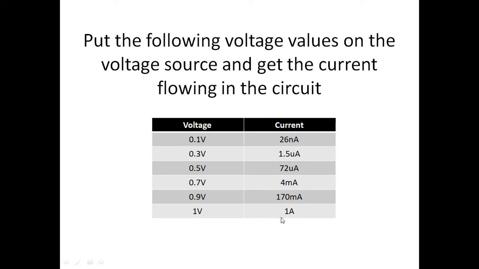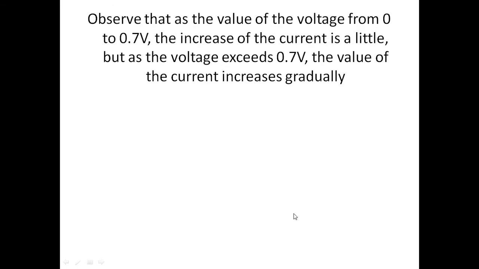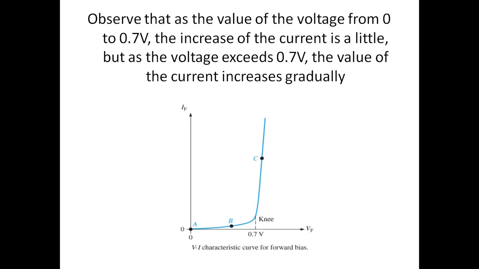So, ano yung nakikita nating behavior dito? Pag pinlot natin to, para siyang exponential. So, observe that as the value of the voltage goes from 0 to 0.7, yung increase ng kuryente maliit lang. Pero as the voltage exceeds 0.7, the value of the current increases rapidly, exponentially. Okay? So ngayon, ito yung VI characteristic ni diode sa forward bias.